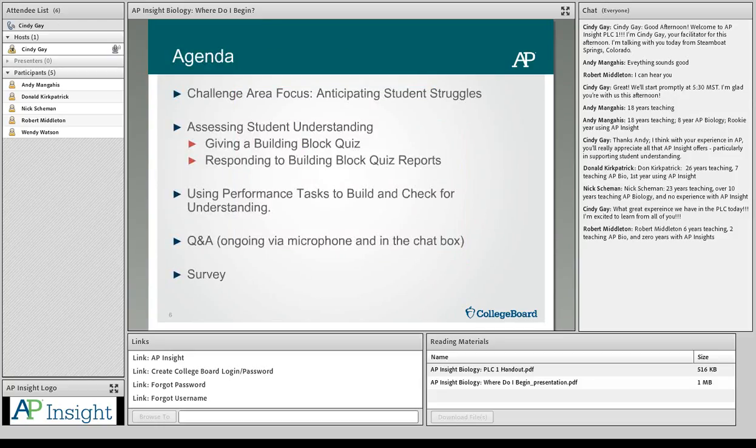So tonight's PLC is really intended to answer the question, how do we use that AP Insight to achieve those goals? And so you'll see that we're really trying to anticipate those student struggles. We're going to focus on giving building block quizzes and how we respond to those quiz reports. And then we'll have continued ongoing question and answer in the chat box.